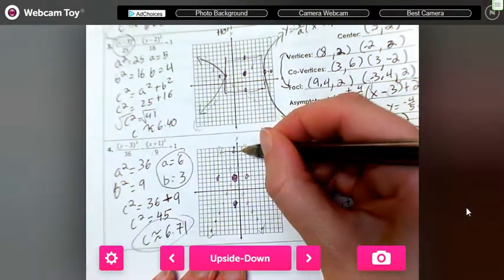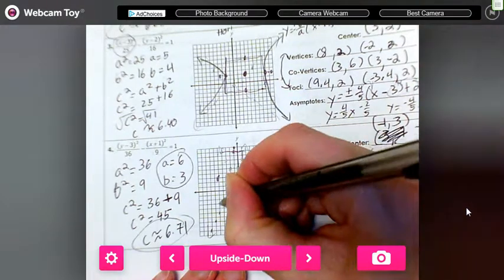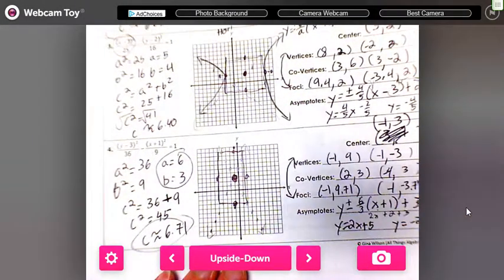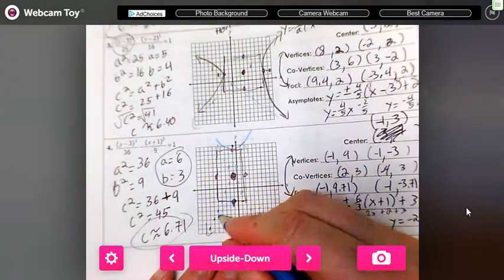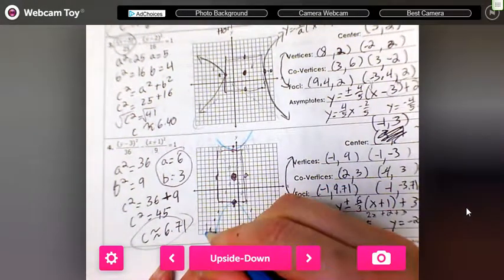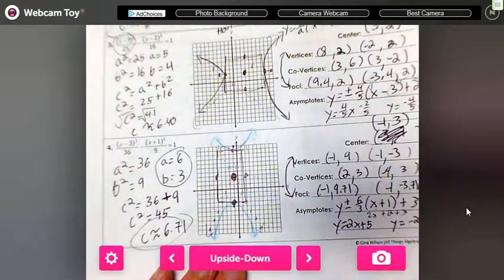We get this weird rectangular box that helps us to see that we have this as our hyperbola right there. Okay, we are going to stop there.